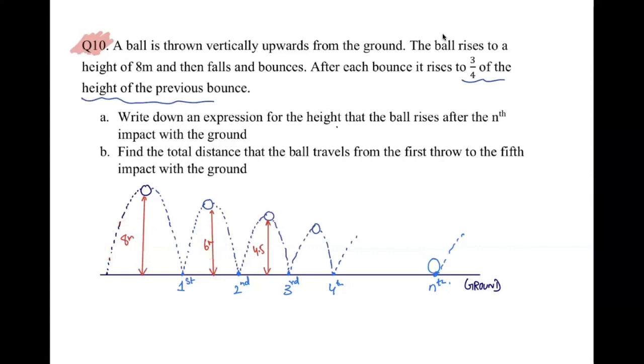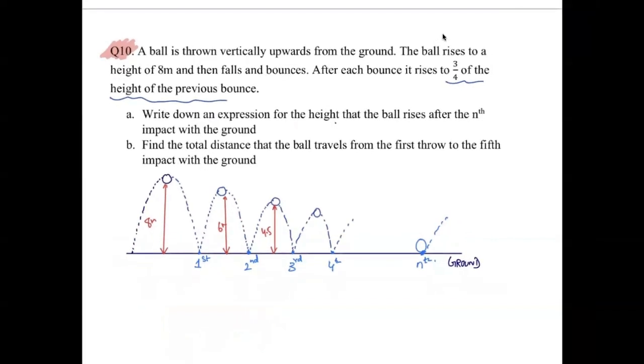Okay, so if I am going to find the ratio between the heights, what is 6 upon 8? It's 3 upon 4. What is 4.5 upon 6? It is 3 upon 4. So it's a geometric progression. Okay, please understand this. It is the common ratio. It is a geometric progression, and hence the common ratio is 3/4. And what is the first height reached after the first impact?